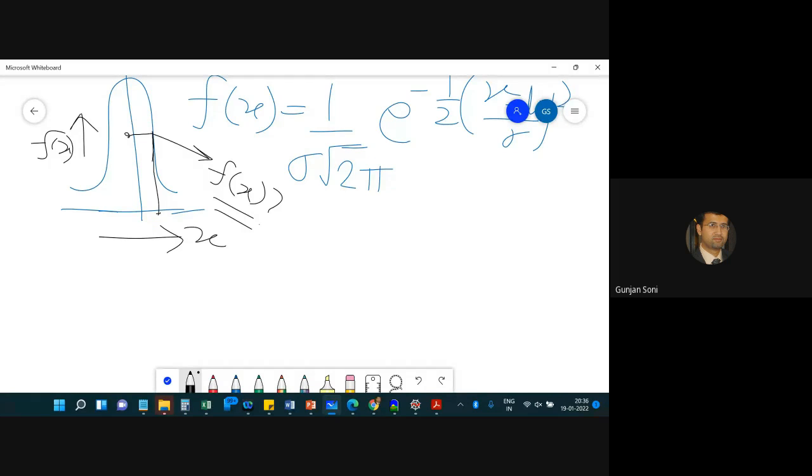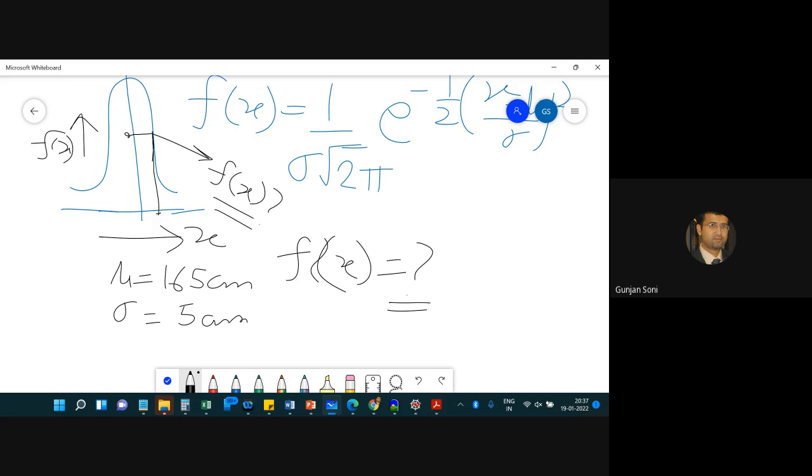Is it possible for me to find out the value of f(x)? Let's say we are talking about mean height only. It is something which you all connect to. So we're talking about a height of 165 centimeters for a group of people, and the standard deviation is, let's say, 5 centimeters. Can I find out f(x)? Big question over here.